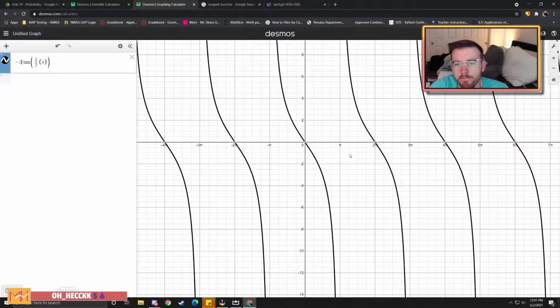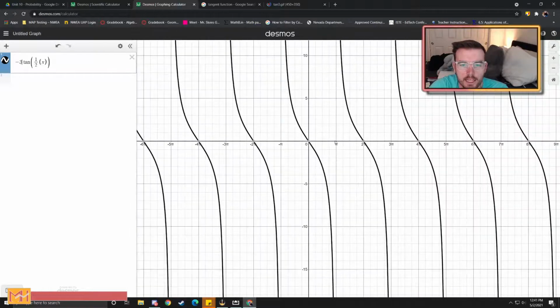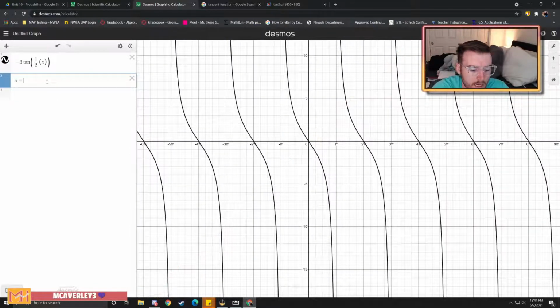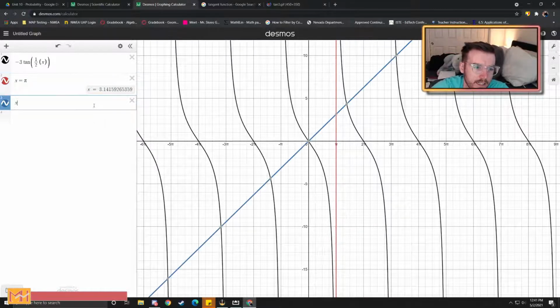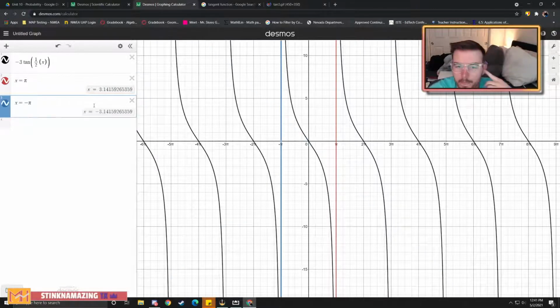And then you can see how the asymptotes, sorry, are at pi now and at negative pi now, okay? So as the period changes, so do the asymptotes. That's the main thing that I need you to see and realize.